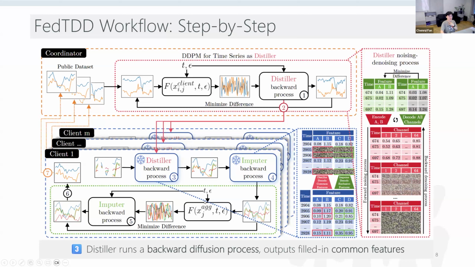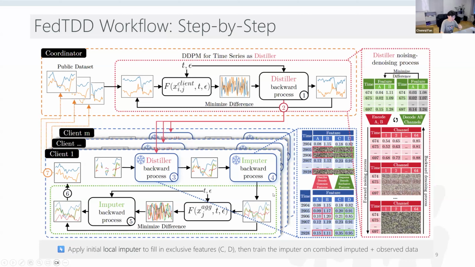And what's next? Each client now runs the distiller locally in a backward denoising process. Given partially observed common features, the distiller fills in the missing values through conditional sampling. So this step ensures that each client has complete versions of A and B. So let's look at the graph. You can see there is a blue and the orange, and also the green and red features, right? After the distiller imputation, we have a complete blue and orange feature, but the red and the green are still missing. But don't worry, we will find out how to deal with them.